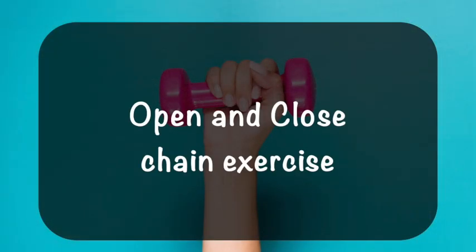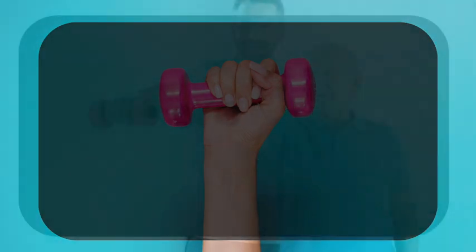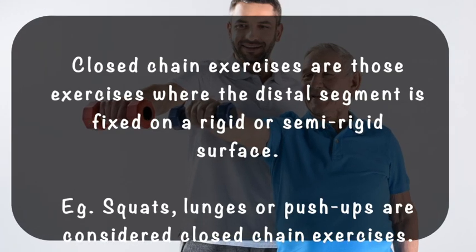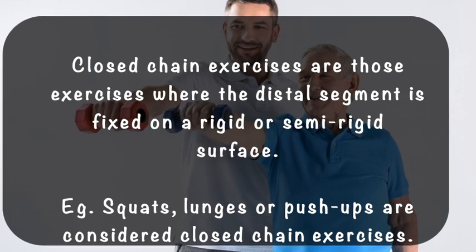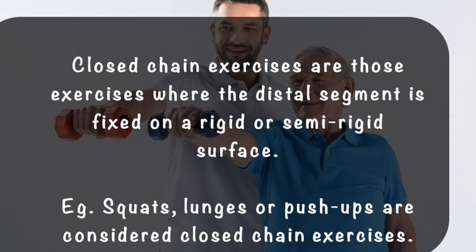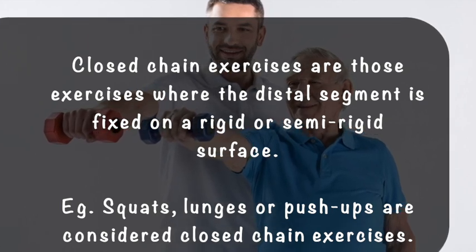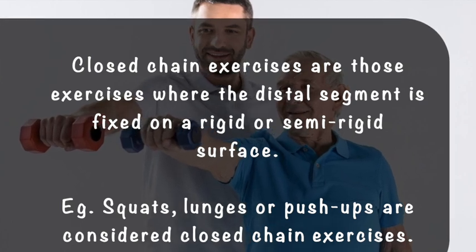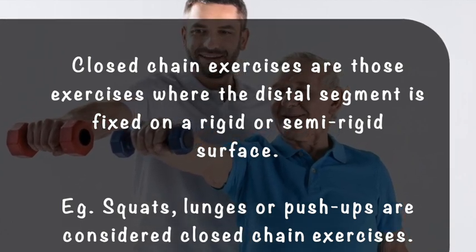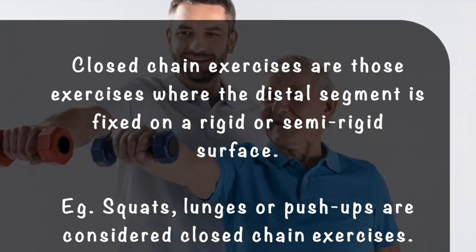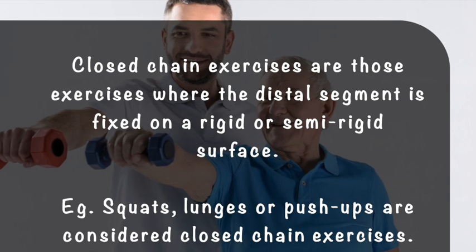Now the last one is open and closed chain exercises. Closed chain exercises are those exercises where the distal segment is fixed on a rigid or semi-rigid surface, like the foot in case of lower extremity and hands in case of upper extremity fixed on the ground or any other surface. For example, squats, lunges or push-ups are considered closed chain exercises.